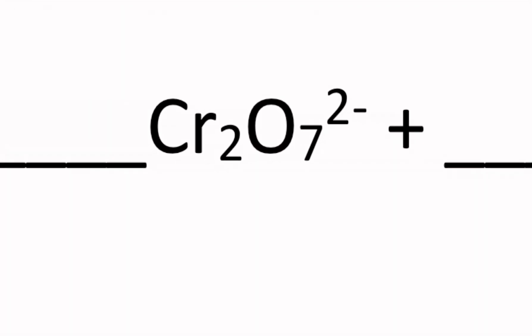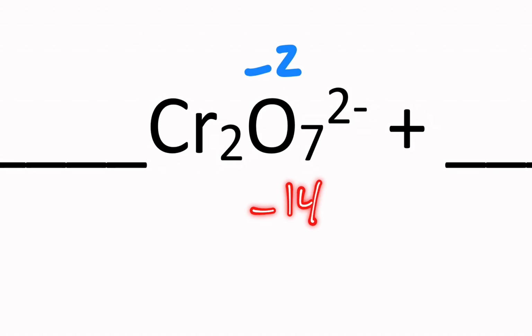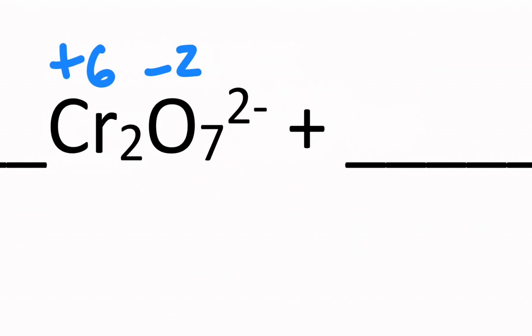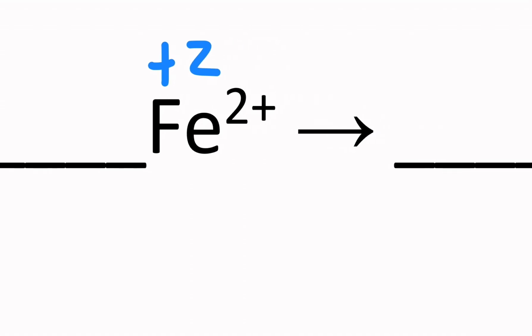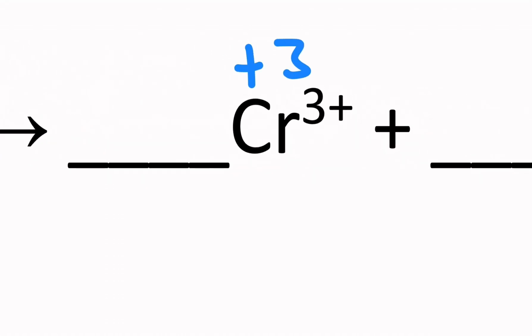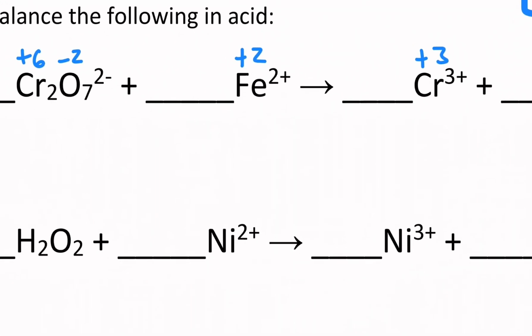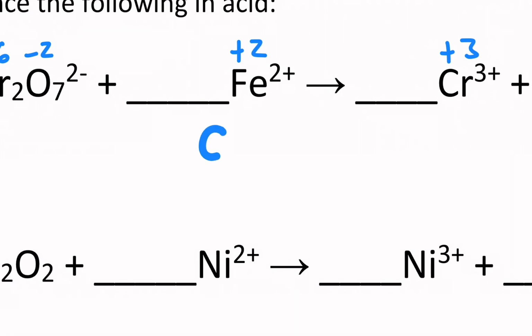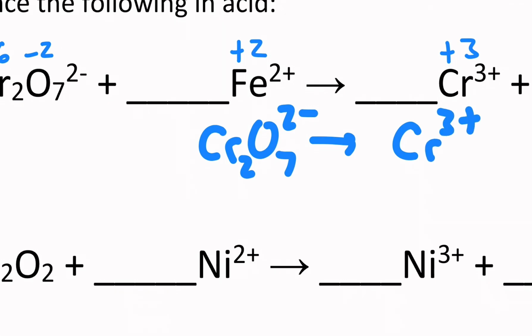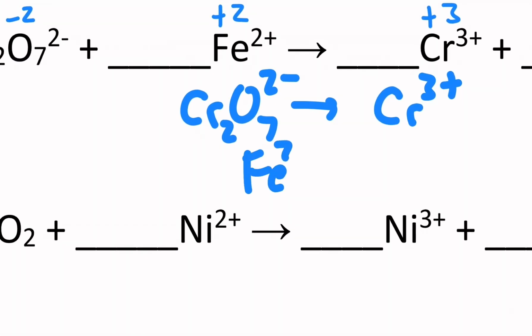So let's start with oxidation states. I don't have a rule for chromium. Oxygen is -2. That gives me a -14. Has to be 2 negative total, so the chromiums are +12, which means each chromium is +6. Fe2 plus, +2. Cr3 plus, +3. Fe3 plus, +3. Now, let's write some skeletal half reactions. So we have Cr2O7 2 negative becomes Cr3 plus. We also have Fe2 plus turns into Fe3 plus.